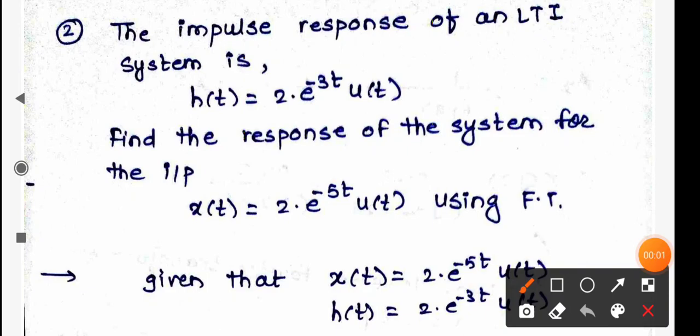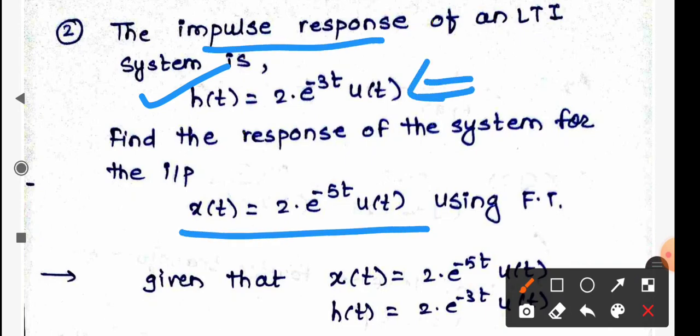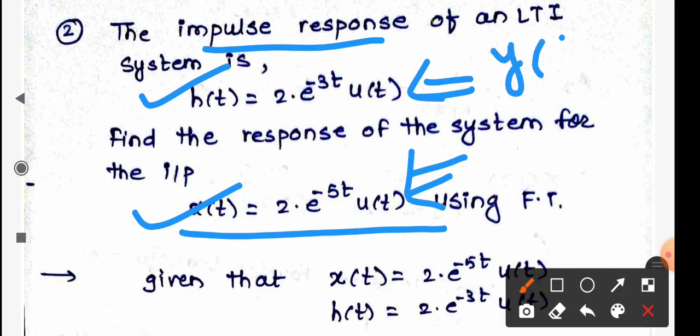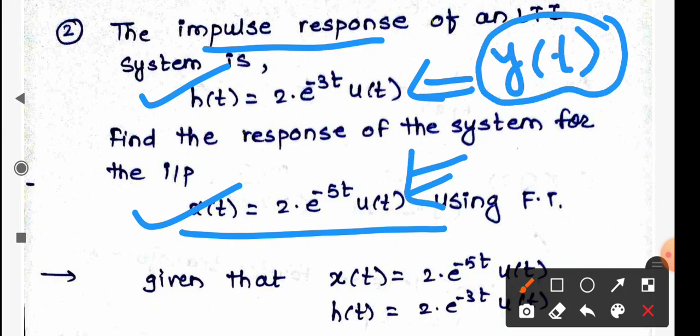Let us solve one more problem on Fourier transform using that convolution property. See here, what is asked is we have been given the impulse response of the system, we have been given the input of the system, and we are required to find out the output response of the system.